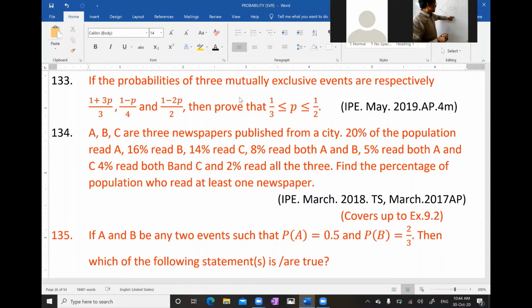The 16% indicates the whole circle. That's the meaning, my dears. Don't write inside 20% A. Write outside 20%, my dears. Next, 14% read C. This is C, my dear. This is 14% of the population.